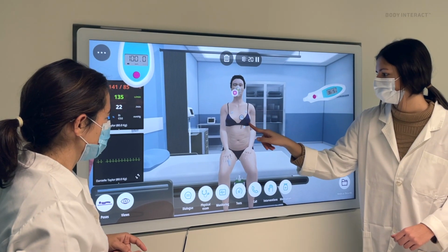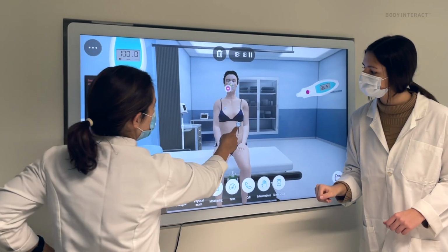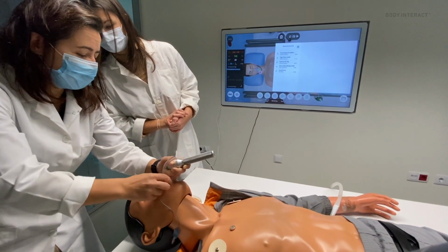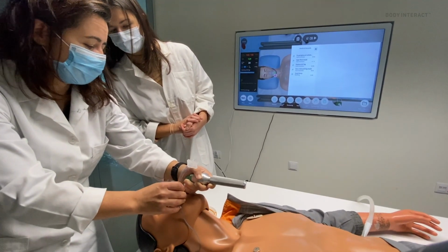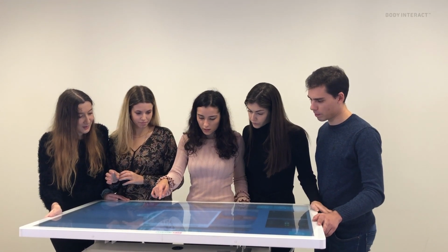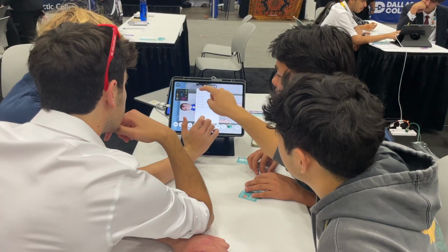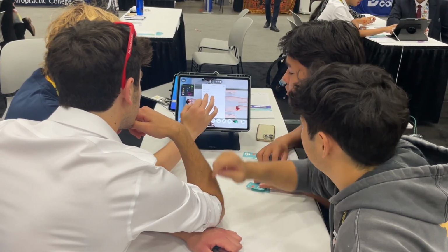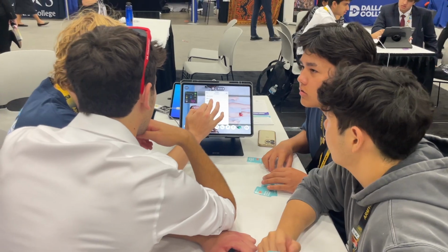Hybrid simulation bridges the gap between theory and practice, allowing students to refine clinical reasoning, develop hands-on skills, and strengthen their decision-making abilities, all within a controlled, safe environment. This learner-centered approach enables students to make mistakes without risk, building confidence and competence in managing complex clinical situations.